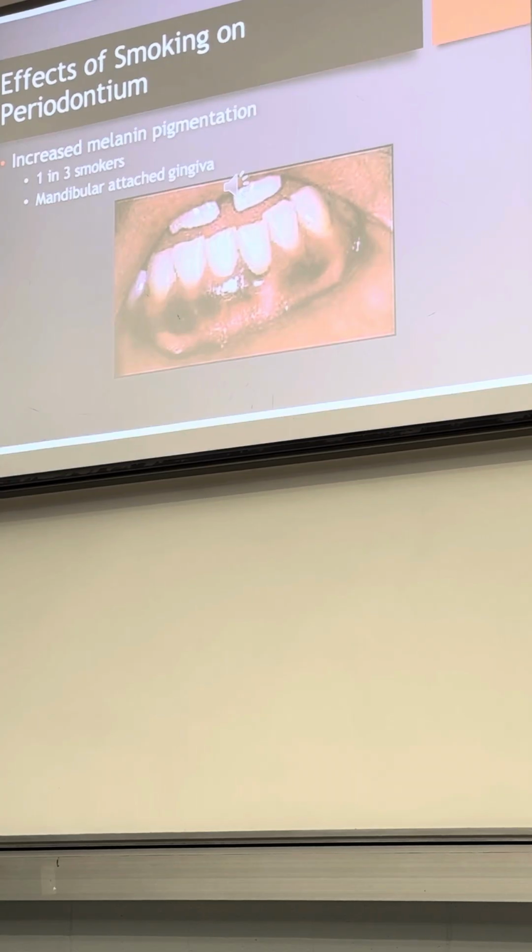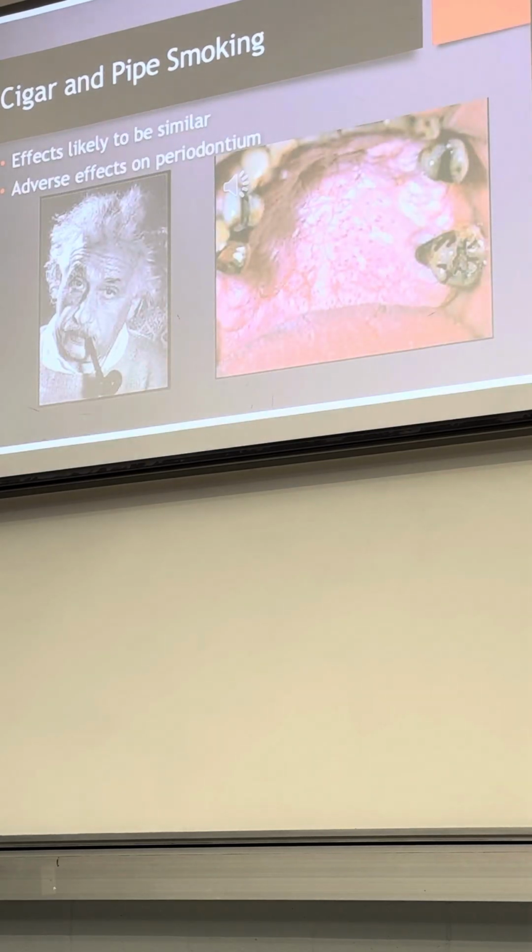We looked at almost the same picture, it might be the same picture, last week or the week before, I'm losing track. But you have the increased melanin pigmentation. One in three smokers will have increased melanin pigmentation, and typically it's on the mandibular attached gingiva, like it is in the picture. Cigar and pipe smoking: the effects are similar to cigarette smoking. There are still those adverse effects on the periodontium.